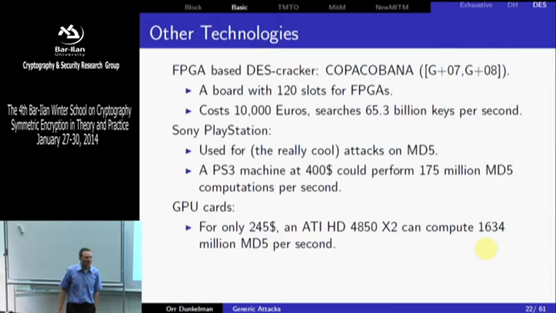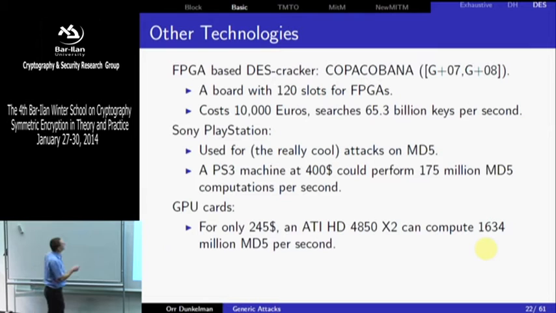So I just mentioned earlier the Copacabana, just to prove to you that you can use FPGAs. It's a project from 2007 that for 10,000 euros reached this speed. You can do the comparisons and take into account the exchange rate in 2007, reduce the cost of PhD students, and do the arithmetic. They also have Copacabana 2, and you can actually go and buy this thing online.